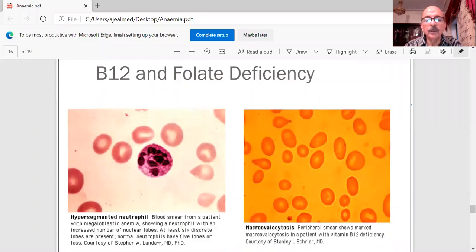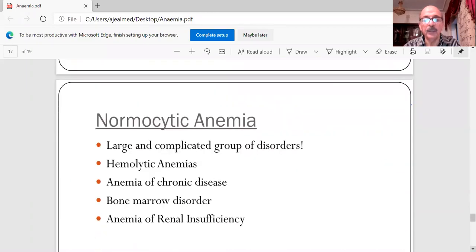Okay, this is the picture of macrocytic anemia. You can see that the RBCs here are bigger in size, and very often you have a hypersegmented neutrophil, you see this segment. This commonly occurs with macrocytic anemia.